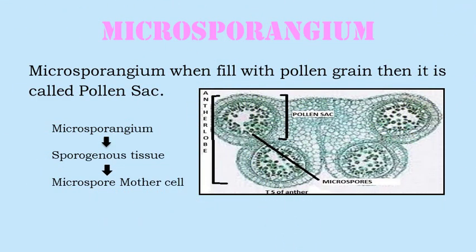Now microsporangium, when it is filled with pollen grain, is termed as pollen sac. Okay, so in microsporangium you will find sporogenous tissue, and in this sporogenous tissue we will find microspore mother cell. Okay, in the diagram you see the anther lobes, yes or no? There are 4 lobes, right? And the pollen sac. Now why do we term it pollen sac? Because when microsporangium is filled with pollen grain, then it is called pollen sac.